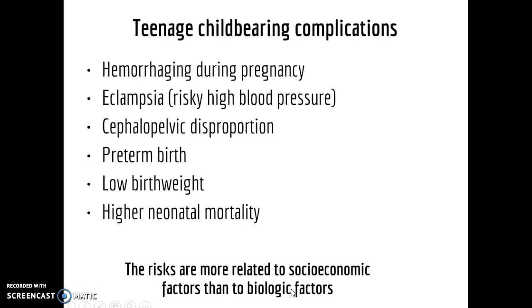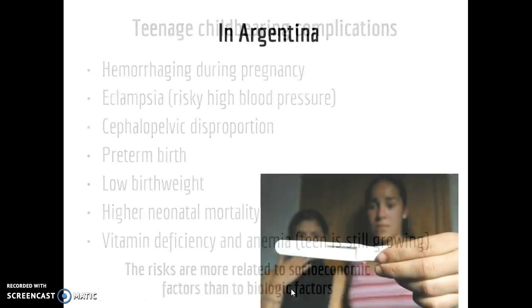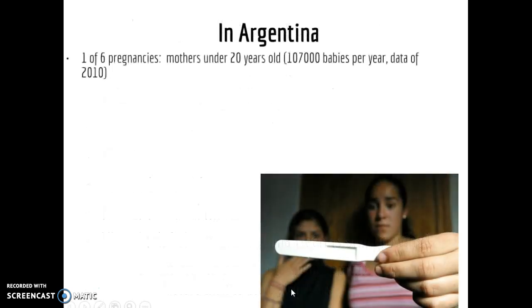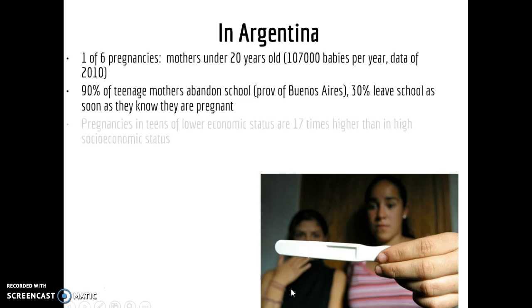So the risks are really related to socioeconomic factors rather than biological factors. As I said before, vitamin deficiency and anemia are very common things. So in Argentina, sadly, 1 of 6 pregnancies are mothers until 20 years old. 90% of the teenage mothers abandon school. 30% leave the school as soon as they know they're pregnant. They think they will not be able to finish it.